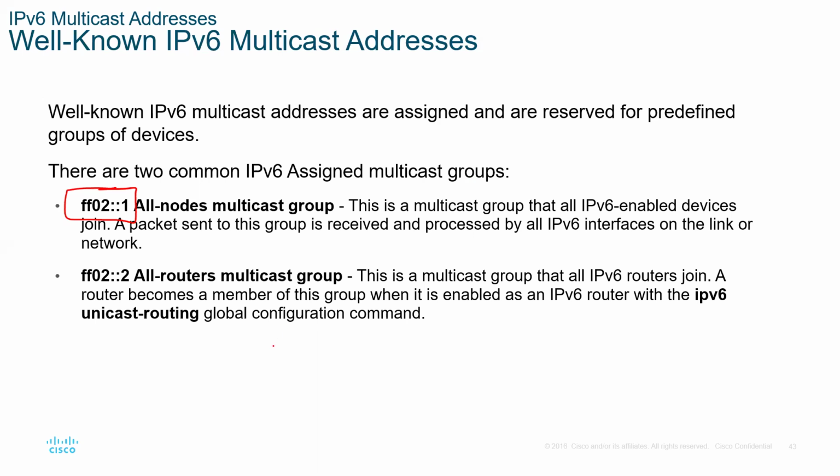FF02::1. So that is a reserved address for all nodes multicast groups. Then we have FF02::2, the all routers multicast group. If a device wants to communicate with all routers on a network, it uses FF02::2. So basically, those are well-known multicast IPv6 addresses.